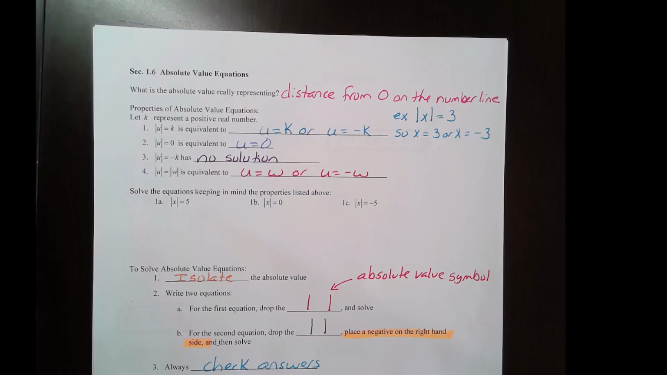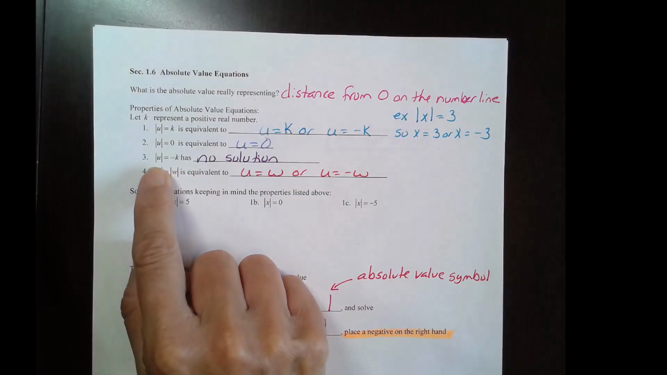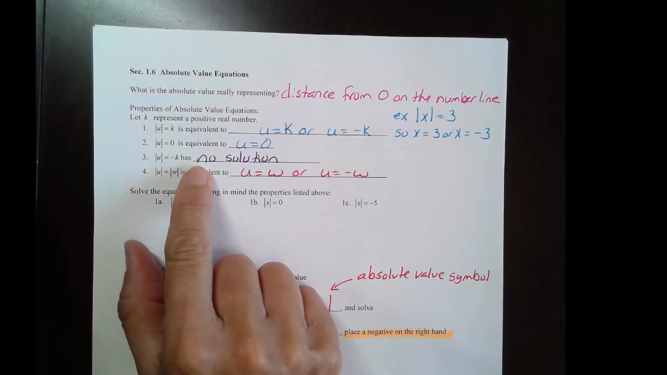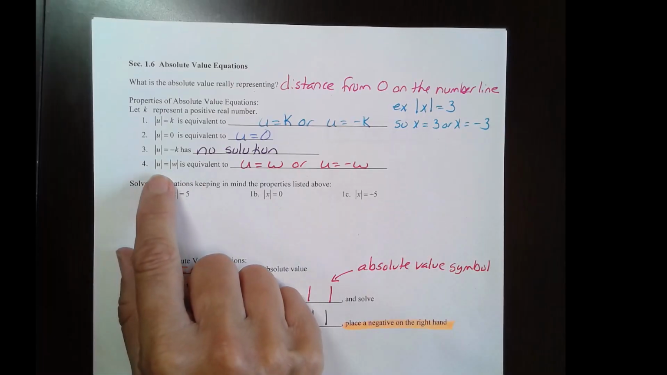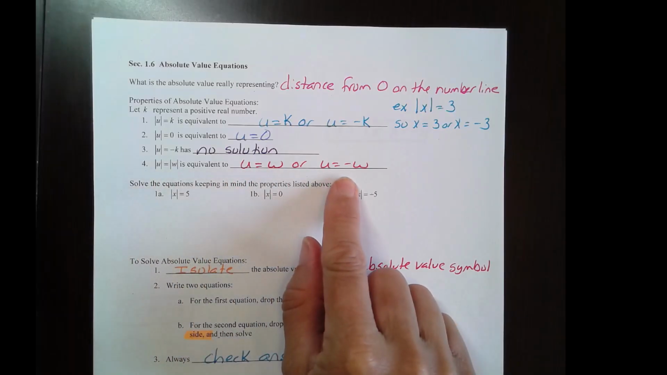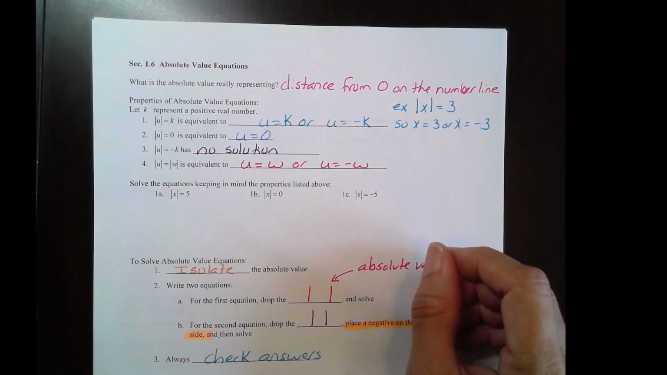That's the only number that's 0 units from 0. What about option 3, absolute value of u equaling negative k? Can you have a number that's negative distance away from 0? No, so there's no solution. And the fourth possibility is if the absolute value of u equaled the absolute value of w, well, that would be equivalent to u equaling positive w or u equaling negative w. So it kind of goes back to that first possibility.